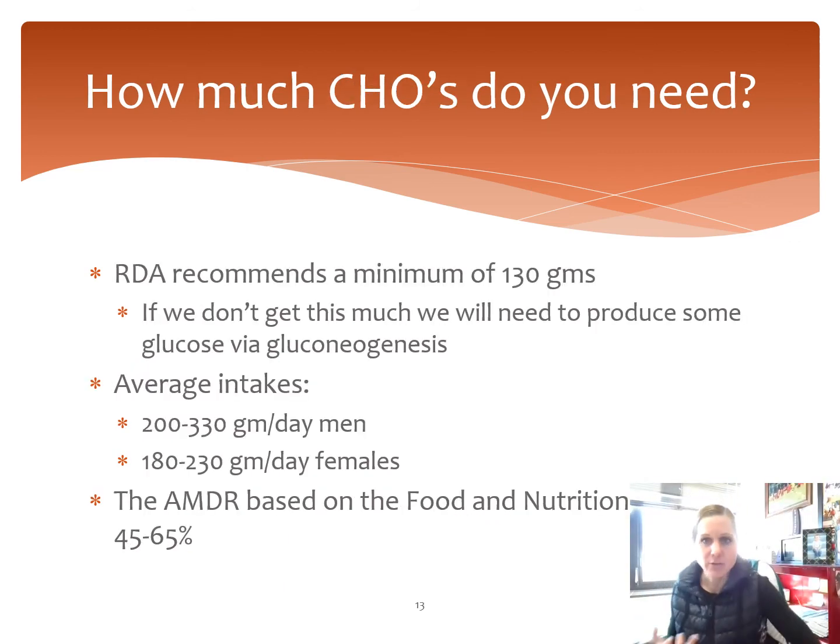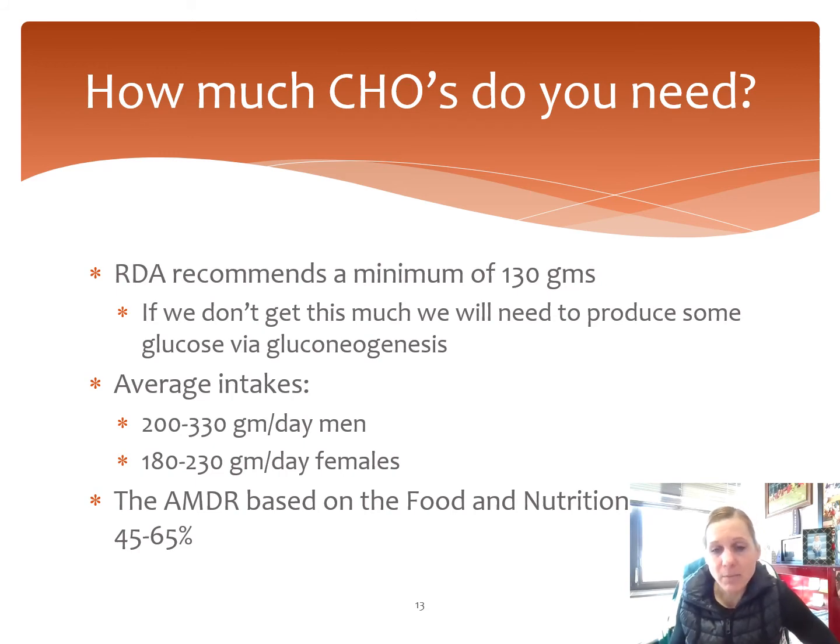So when we think about the fiber guidelines, I also want to keep in mind the minimum carbohydrate needs for us. The RDA, or recommended daily allowance, asks us to consume a minimum of 130 grams of carbohydrates per day. Again, this is simply the bare minimum. This isn't setting us up for success from an athletic standpoint. This is just the bare minimum that we need in order to maintain normal physiological function.